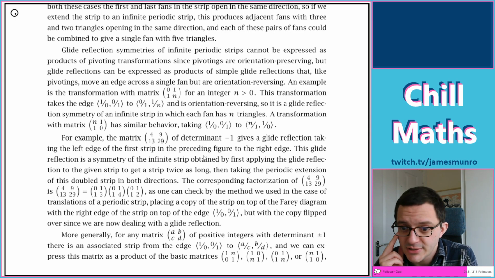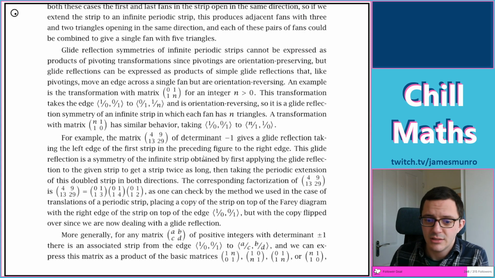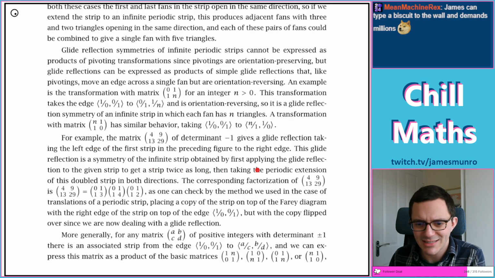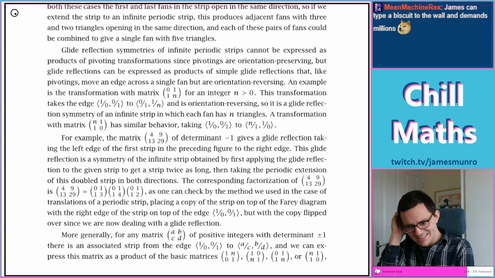A transformation with a matrix like this has similar behaviour. Left edge to the preceding right edge. This glide reflection is a symmetry of the infinite strip obtained by first applying the glide reflection of the infinite strip to get a strip twice as long. They're taking the periodic extension of this double strip in both directions. Oh my goodness.